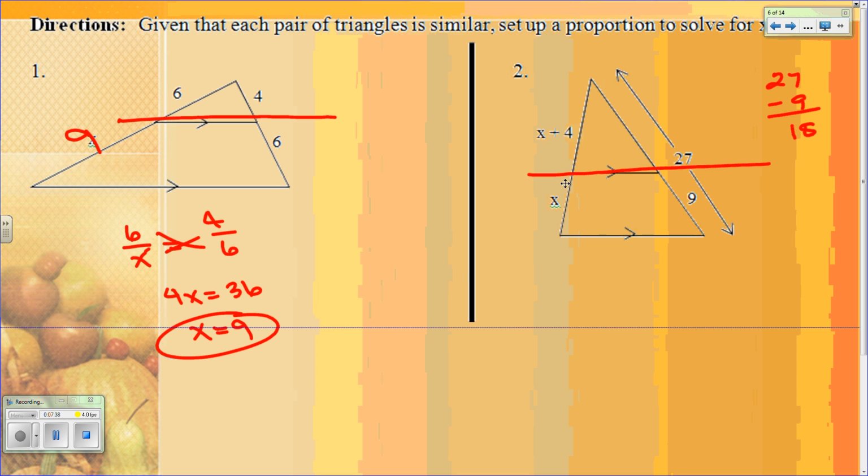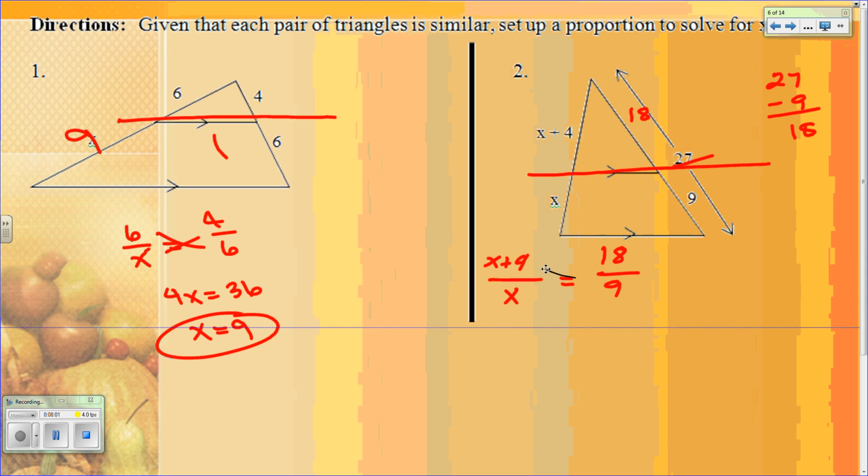So now that I know that that part is 18, then I can set it up. So I'm going to go, okay, this is 18. So now it's already set up for me. So x plus 4 over x equals 18 over 9. So now I don't need the 27 anymore. I just needed it to get that piece. So now I can set it up.